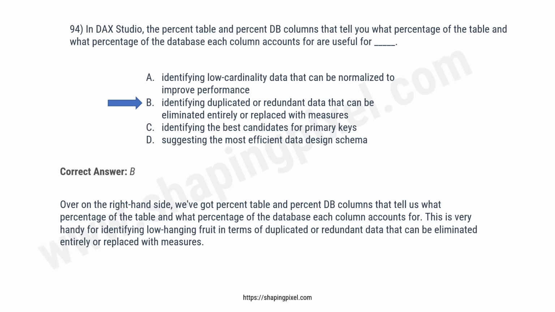Over on the right hand side, we have percent table and percent DB columns that tell us what percentage of the table and what percentage of the database each column accounts for. This is very handy for identifying low hanging fruit in terms of duplicated or redundant data that can be eliminated entirely or replaced with measures.